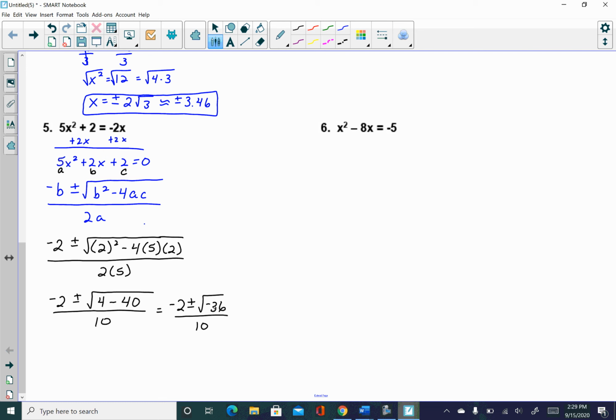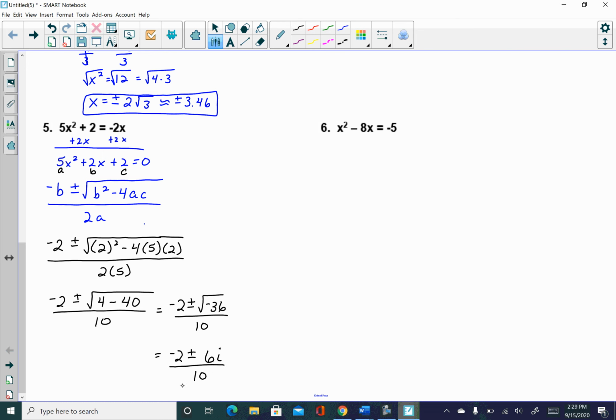Square root of negative 36, like we did in a previous section. We know the square root of 36 is 6, and because it's a negative, it's going to be 6i. So I have negative 2 plus or minus 6i all over 10.